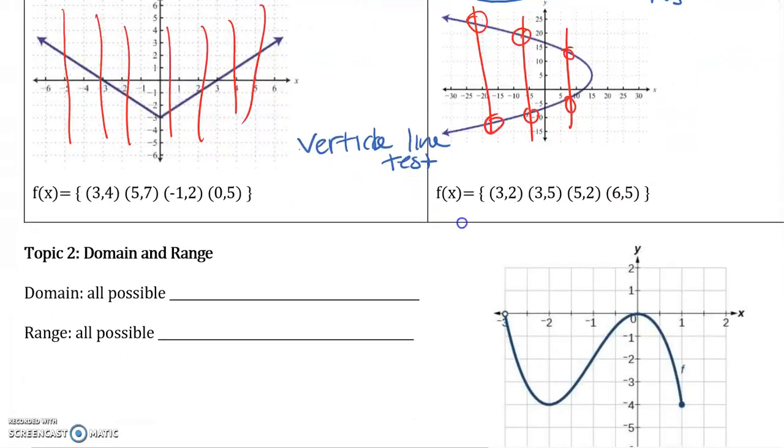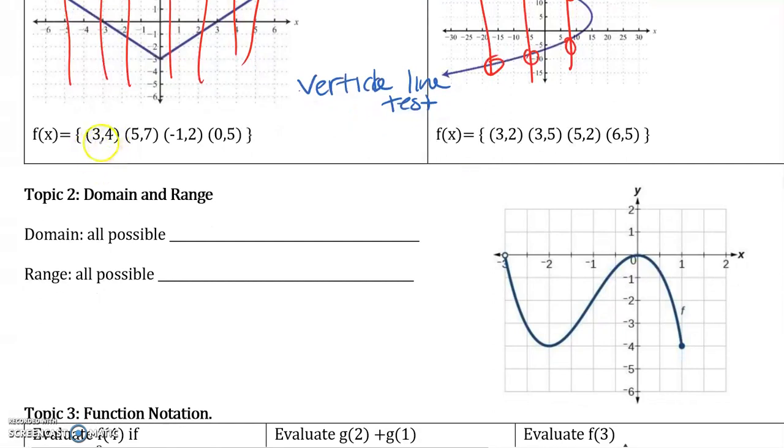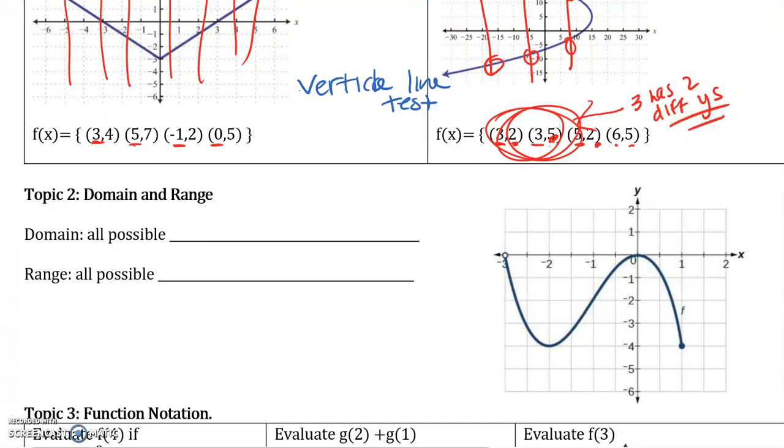You could also see this written as just a plain old set of points. So if you look, you have 3, 5, -1, and 0. None of those x values repeat. But if you look over here at this one in the non-example, 3 outputs 5 and 3 outputs 2. 5 outputs 2 and 6 outputs 5. So this is the problem. 3 has two different y's. So you're really looking for repeating x values.